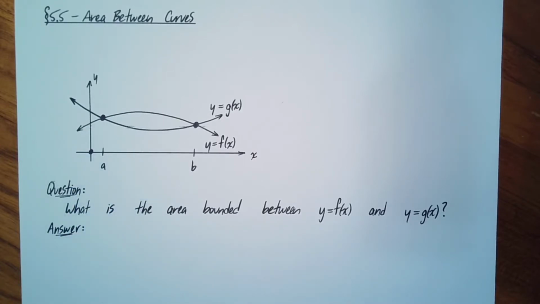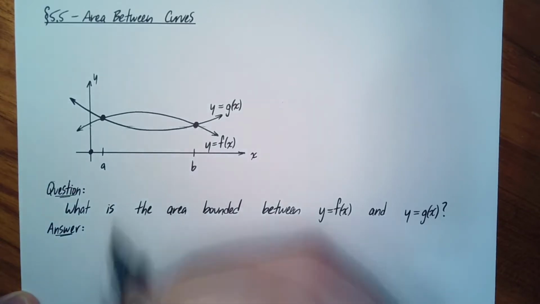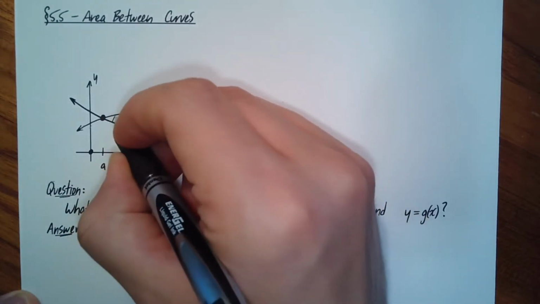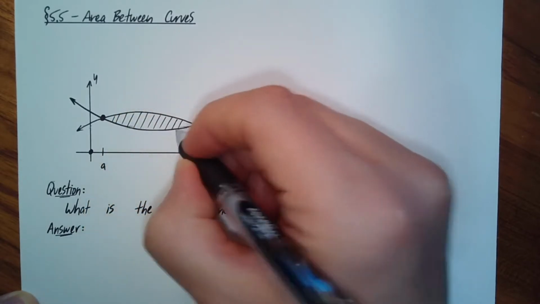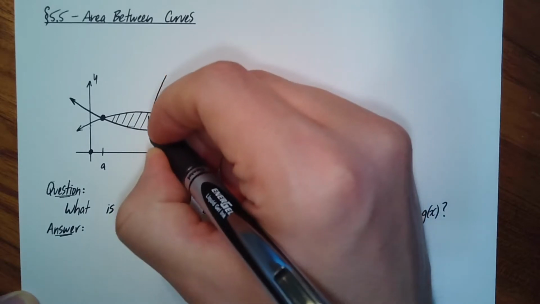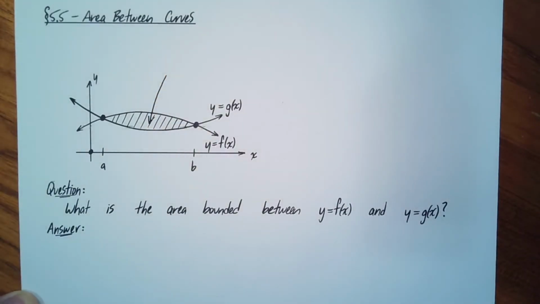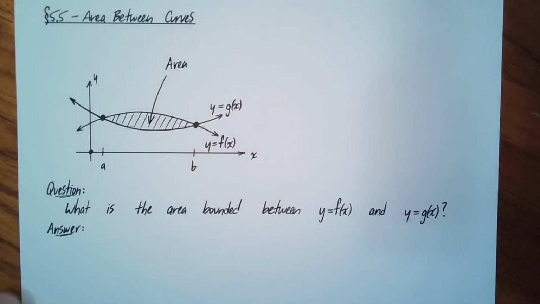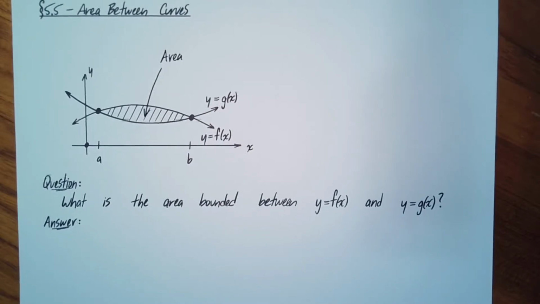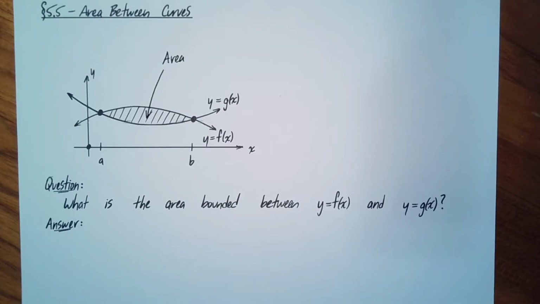So first of all, what we're actually talking about when we ask this question, the area bounded between y equals f of x and y equals g of x, is we're speaking about this area here, which I'm just going to gently shade in. I don't want to do too much because I'm going to add more to this picture. So this is actually the area that we're looking for. Okay, and well, in order to answer that question, let's take a look at what we can observe here.